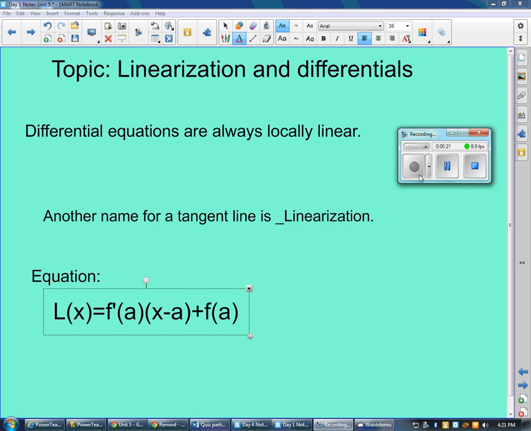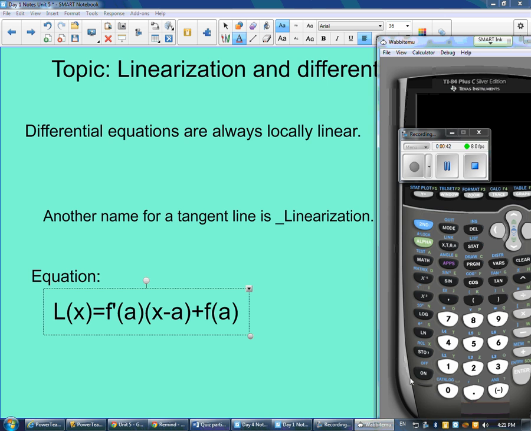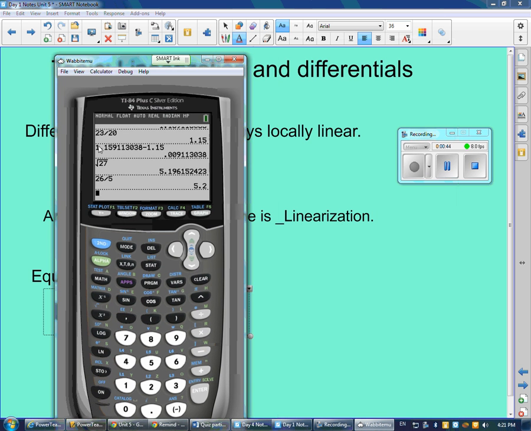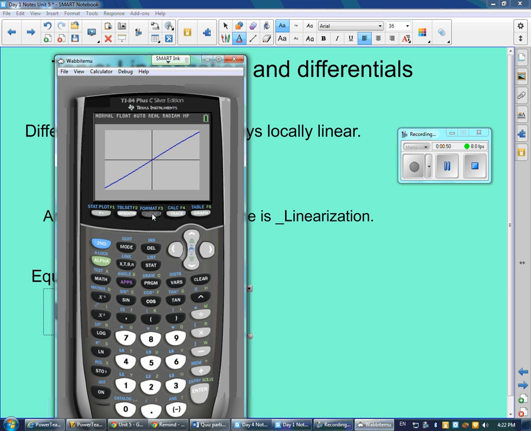It's the exact same thing as a tangent line. Another name for a tangent line is linearization. There's a property about differential equations that says they're always locally linear, which means if I zoom in on any function, it looks like a line. Like if you graphed y equals sine of x and zoomed in, it looks just like a line.